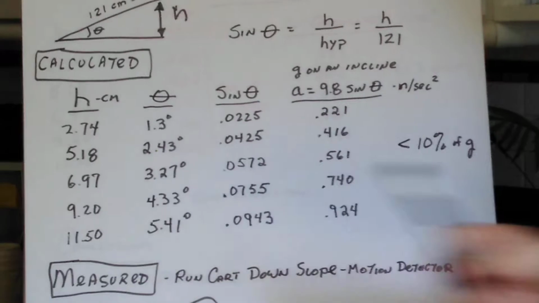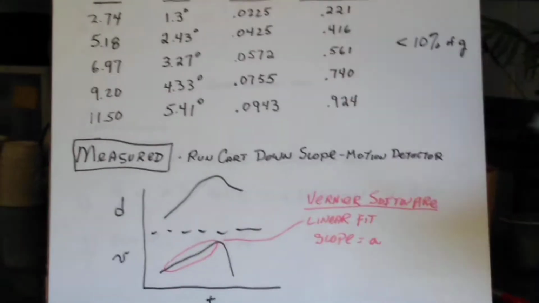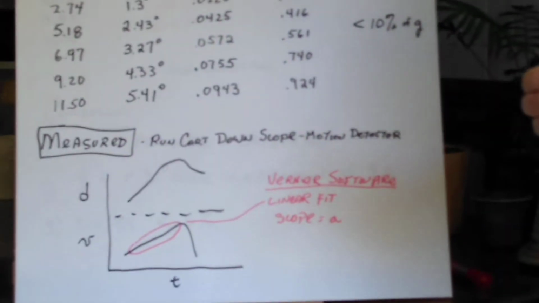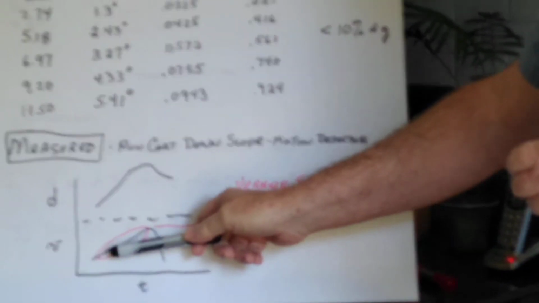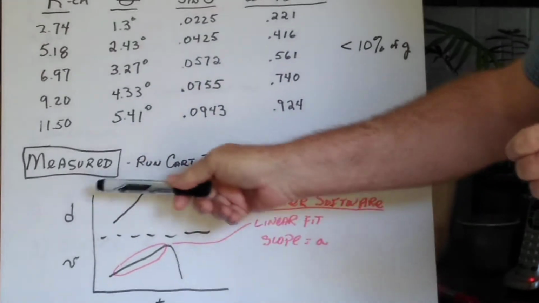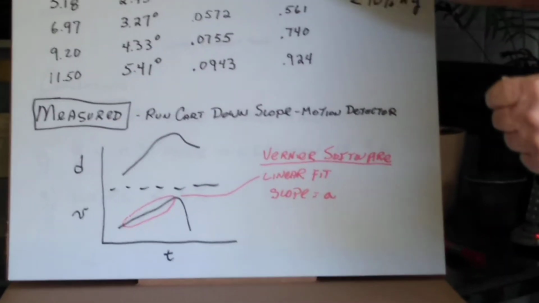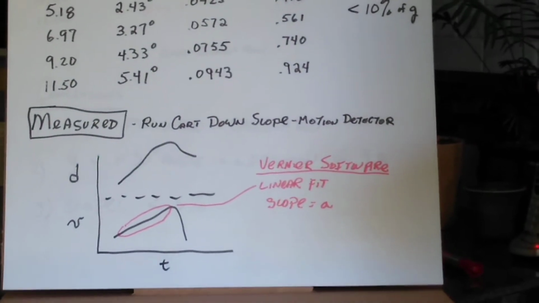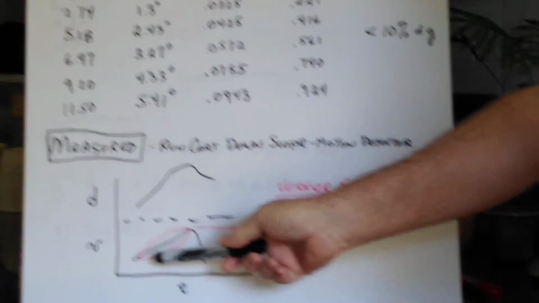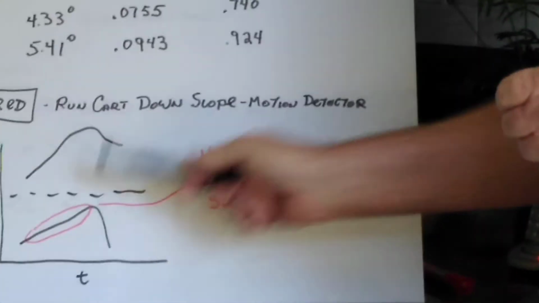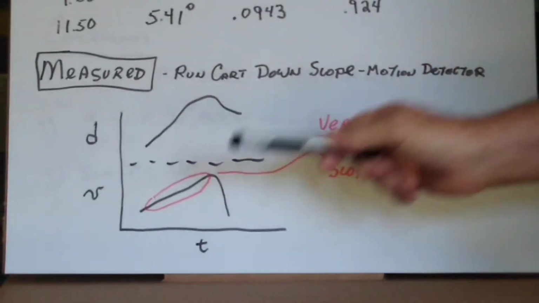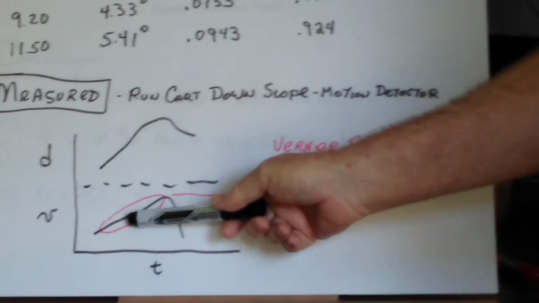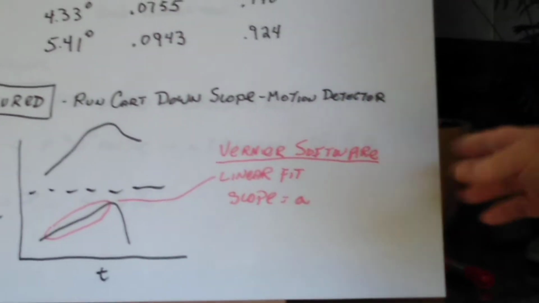In order to measure that acceleration, we're going to generate d-t and v-t graphs on our computer using the Vernier software. Again, we'll generate curves of d over t and v over t based on running the cart down the ramp. Using our linear fit function, we're going to measure the slope of this velocity over time. As you can see, this is as the cart goes down and this is as it hits the bottom. Knowing this slope will tell us the acceleration due to gravity.